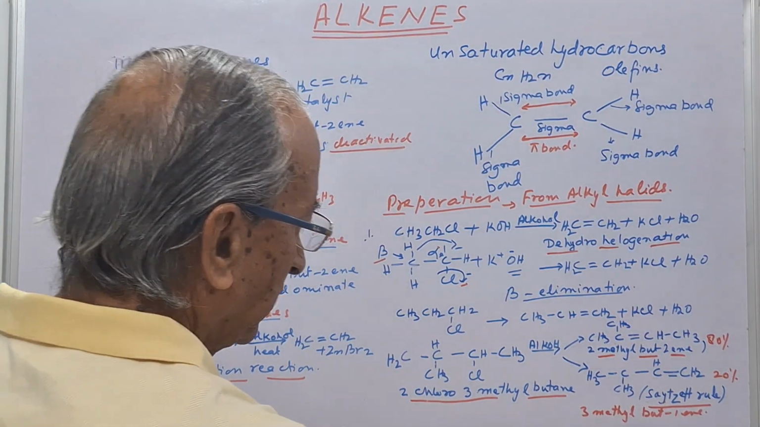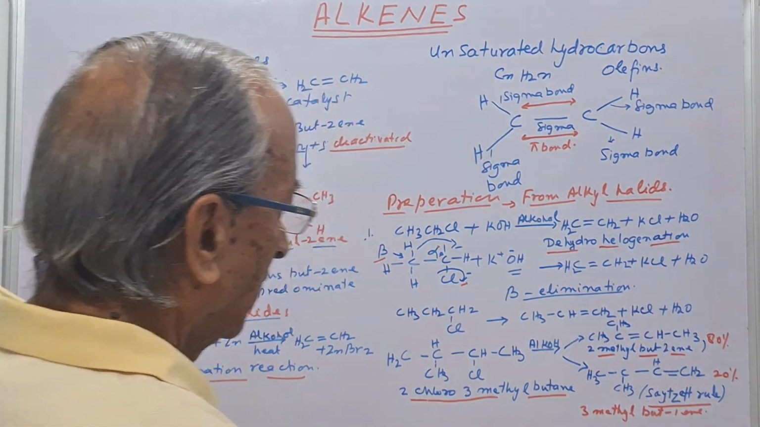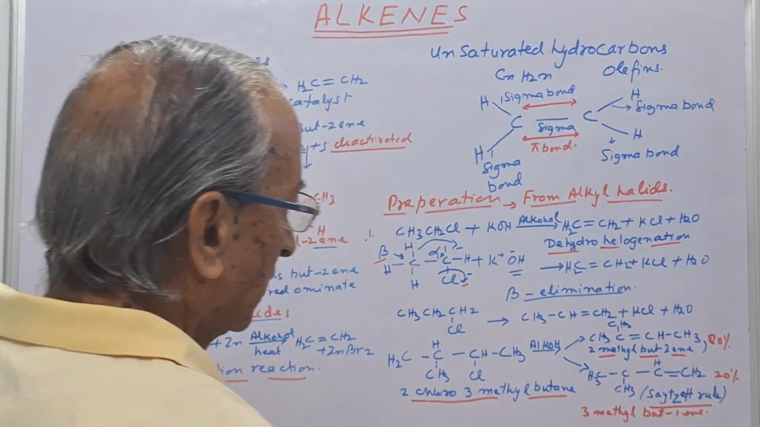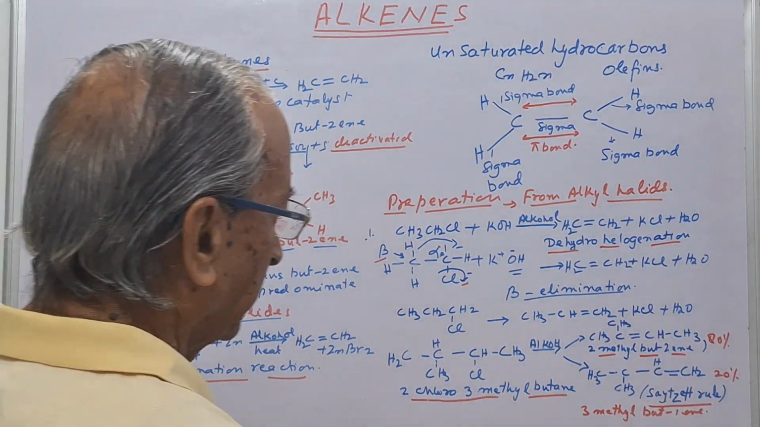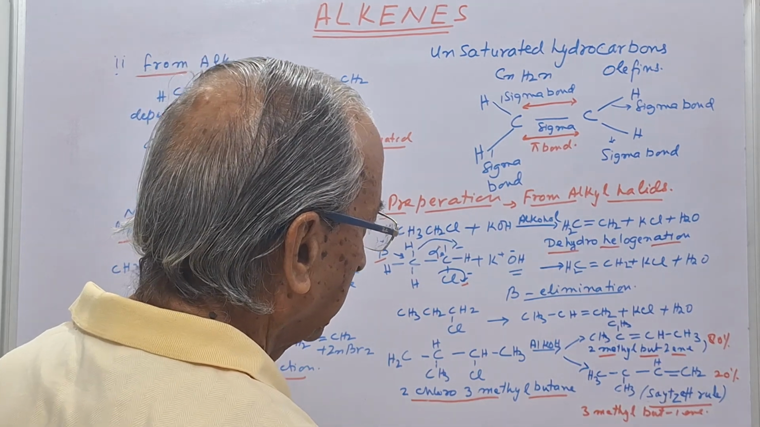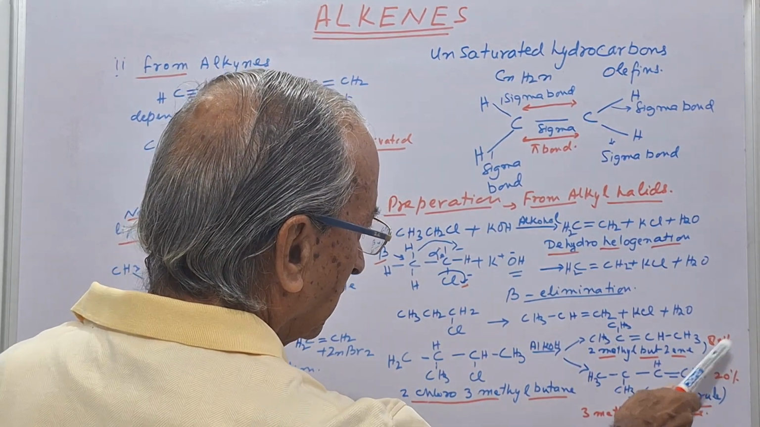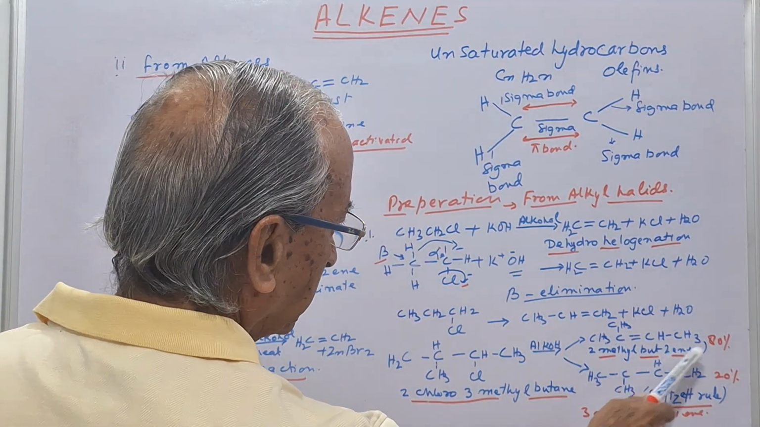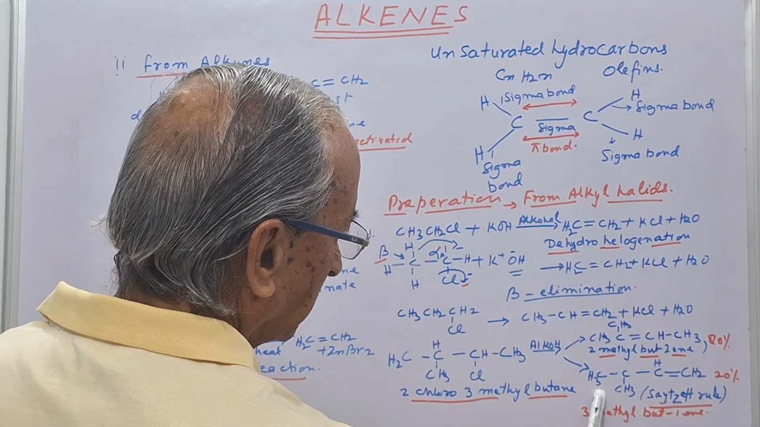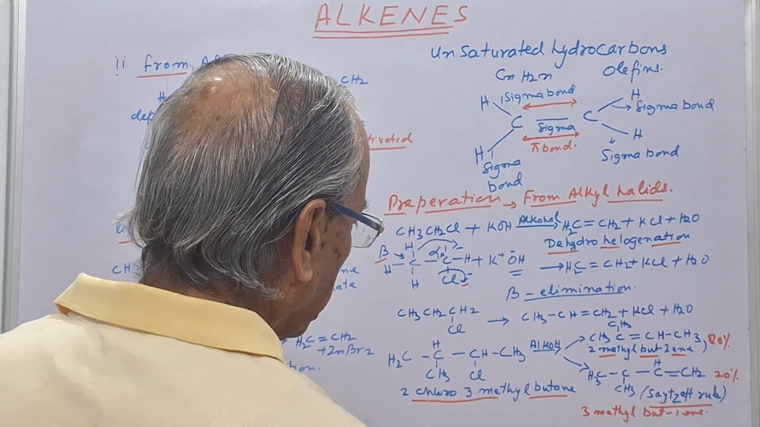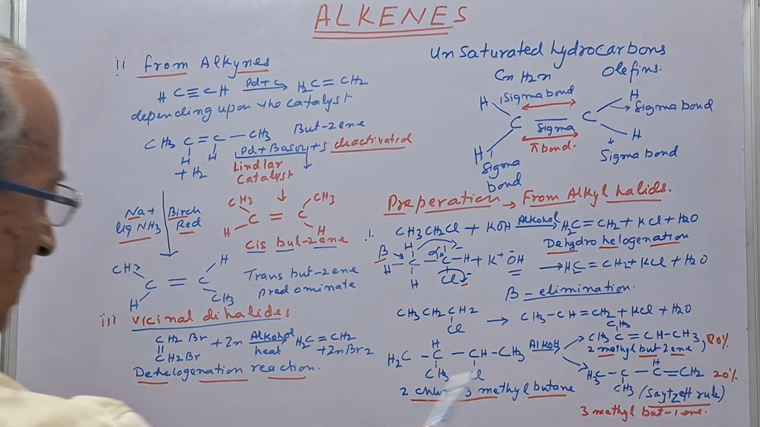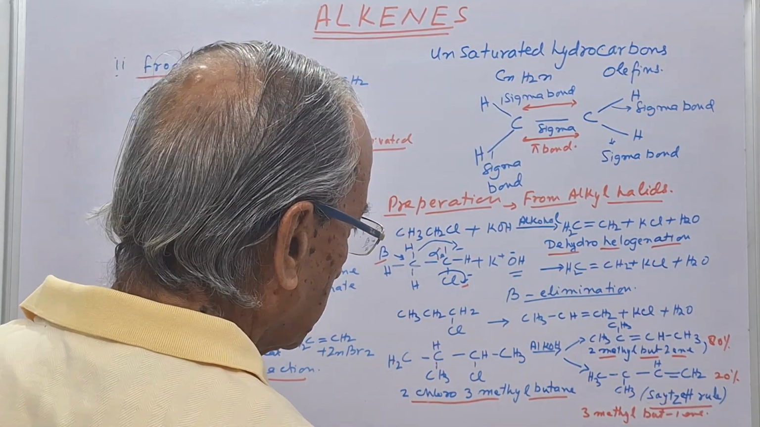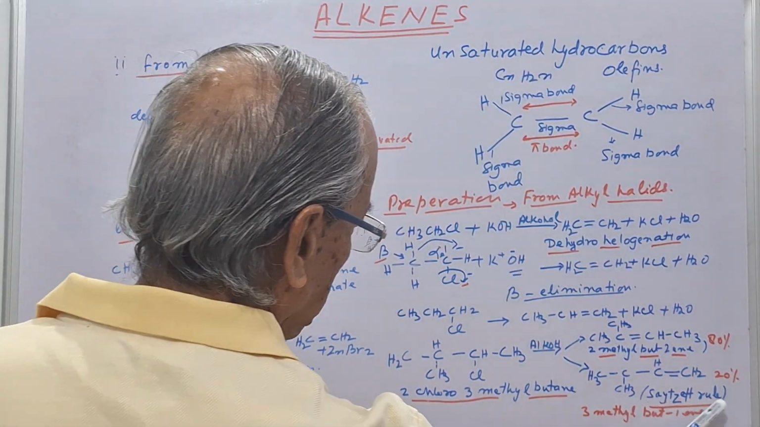Now here it is known as Saytzeff's rule. In the case of Saytzeff's rule, it is found that the carbon atom which is more alkylated forms the dominant product. That is, 2-methyl butene is 80% and 3-methyl butene-1 is 20%. So this is in the case of the higher alkyl halides because they form isomers. That is known as Saytzeff's rule.